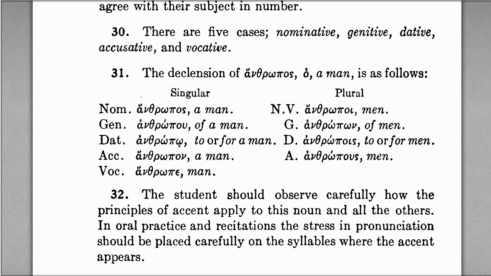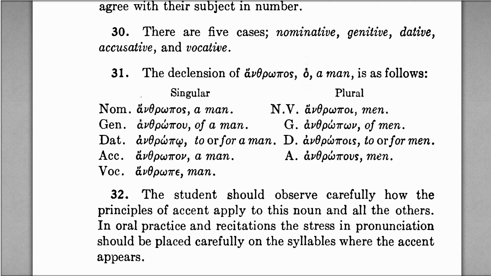In the singular column, we have the nominative, it's anthropos, a man. In the genitive, it would be anthropou, of a man. The dative, anthropo. Notice the iota subscript? That's a little flag that says, hey, look at me, I'm a dative. If I see an omega with the iota subscript, most likely that's a dative. Anthropo, it's to or for a man. The accusative, anthropon, a man. And then we have anthrope, man. It's the vocative.